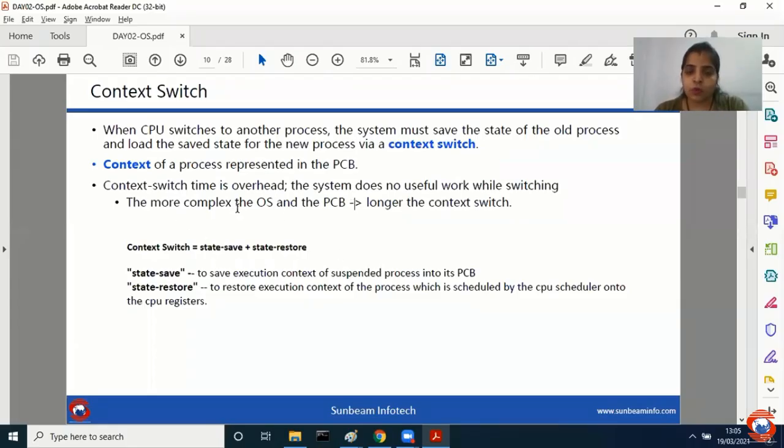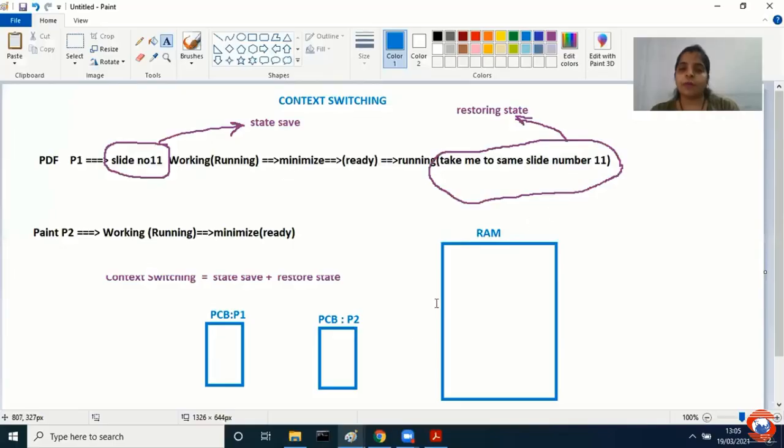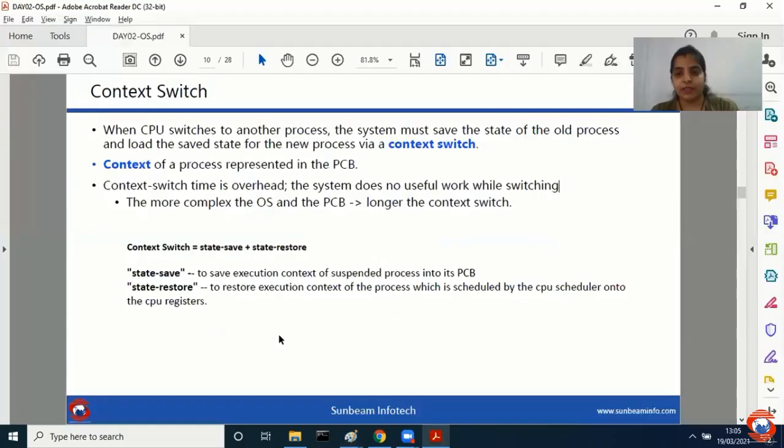Context switching time is overhead. The system does not do useful work while switching. जब मैं सिर्फ स्विच करती हूँ, वो ऑपरेशन क्या परफॉर्म करता है? पीसीबी को यहाँ से लेके यहाँ पे लेता है, इस पीसीबी को यहाँ से लेके यहाँ पे लेता है. तो मतलब सीपीयू यूटिलाइजेशन ज्यादा नहीं होता है प्रोसेसिंग के लिए. So the more complex the OS, the PCB, the longer is the context switch.